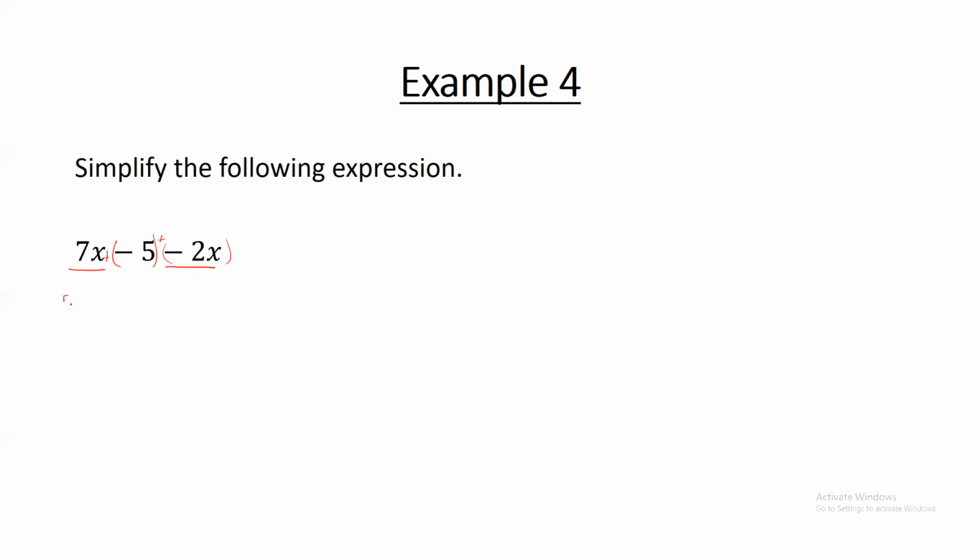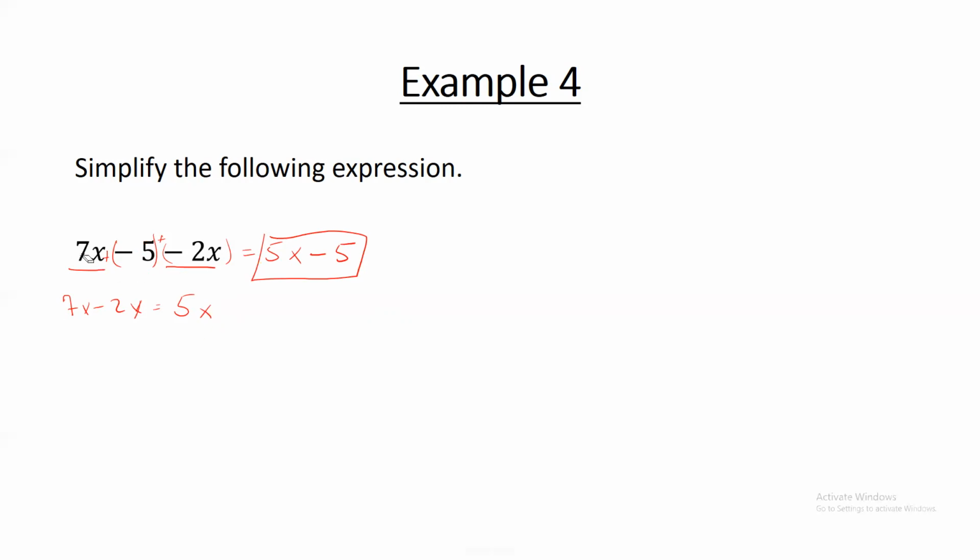Well, what is 7x minus 2x? 7 minus 2 is 5. Keep the letter part x. And we also have a minus 5. We can't really combine it with anything, so it's going to be part of our answer. The answer is 5x minus 5.